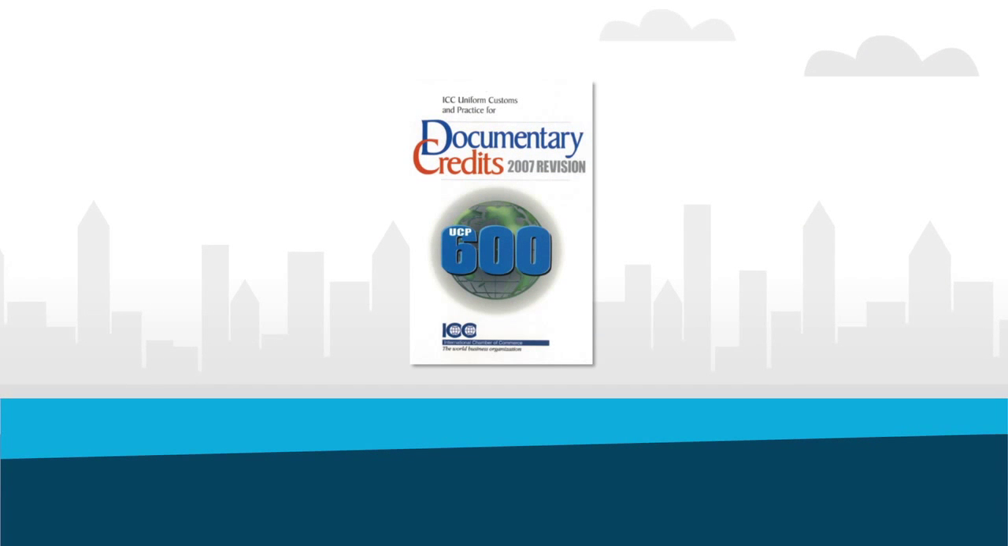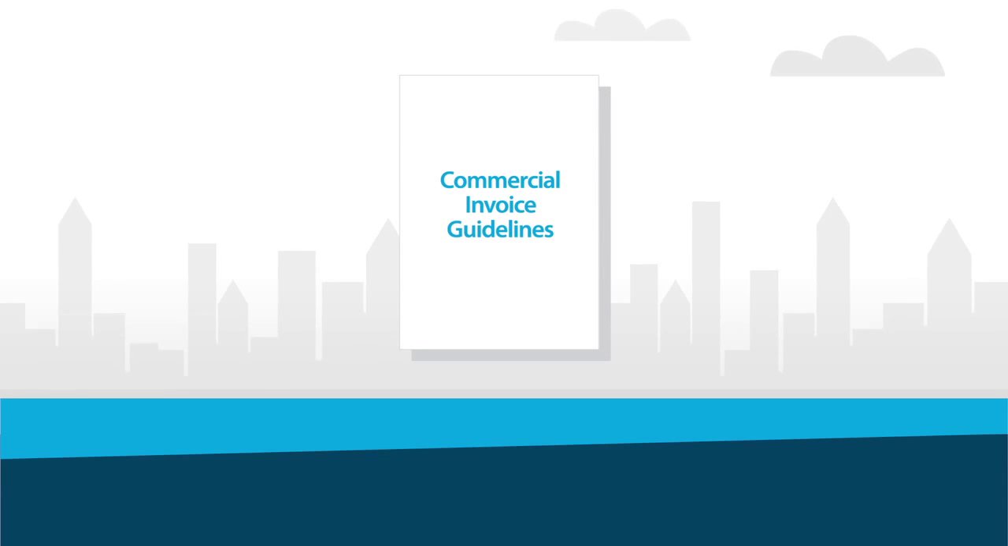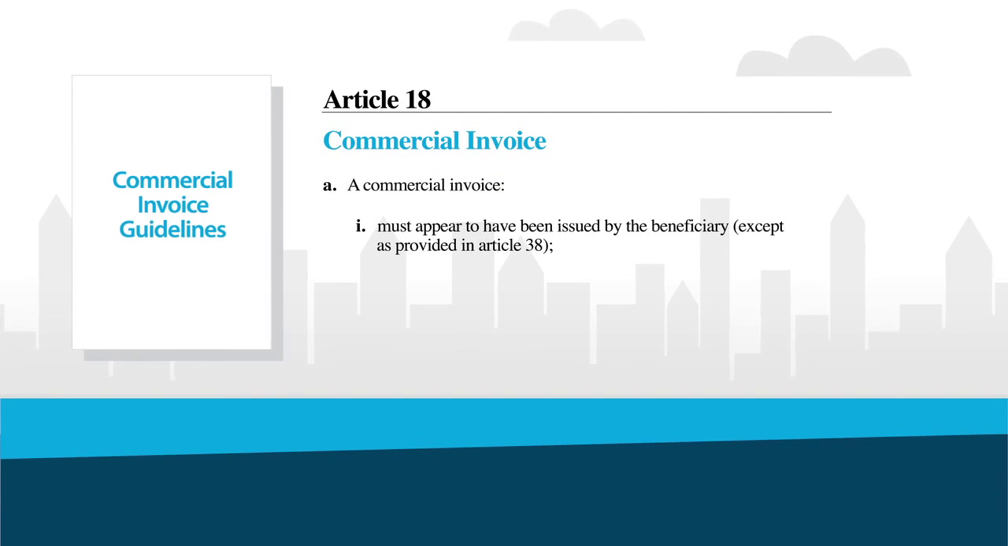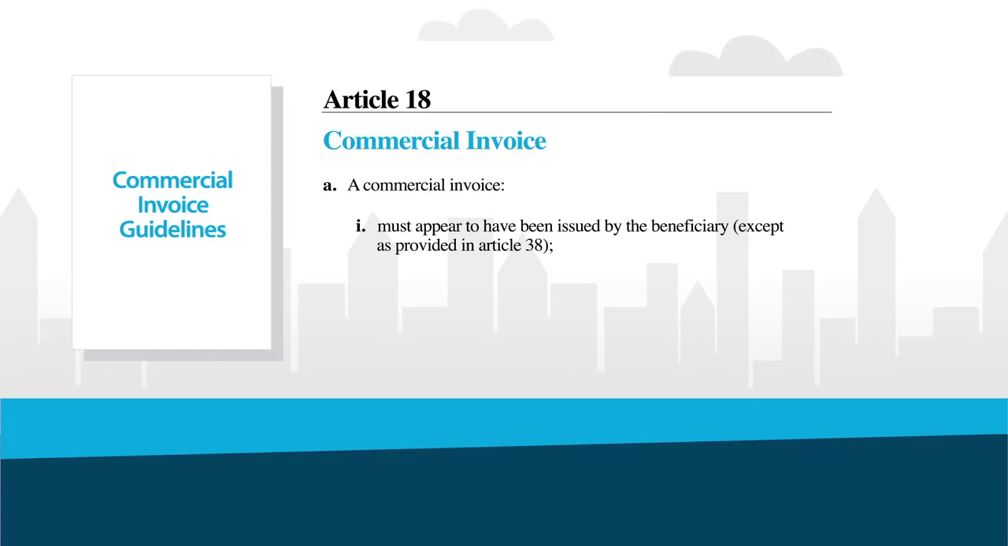Section 3. Standards on examination of documents. The third section of the UCP provides standards on the examination of documents under a letter of credit, and also provides guidance on the contents of documents which are typically presented under a letter of credit. For example, UCP provides guidelines on what the contents of a commercial invoice should be.